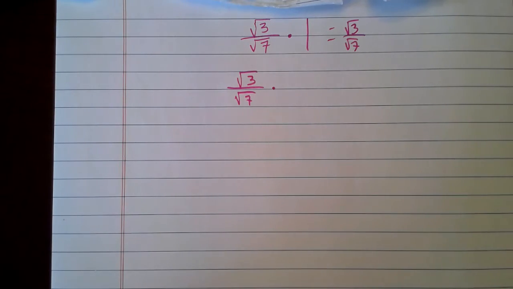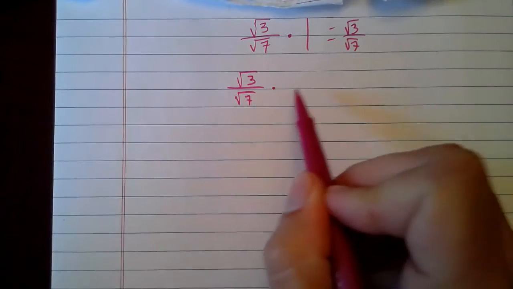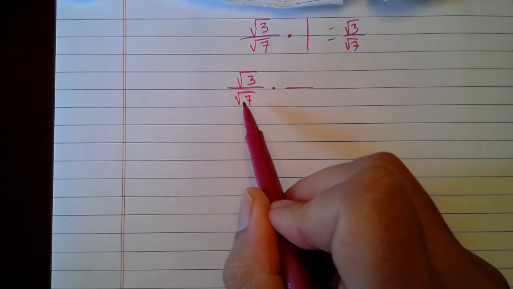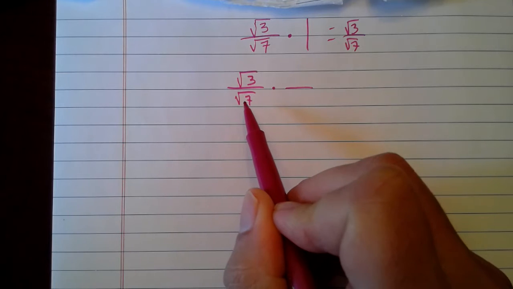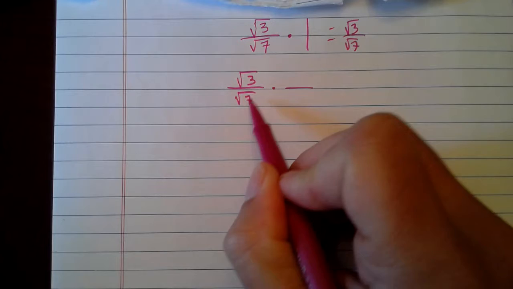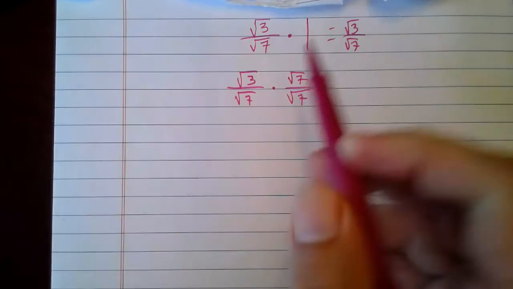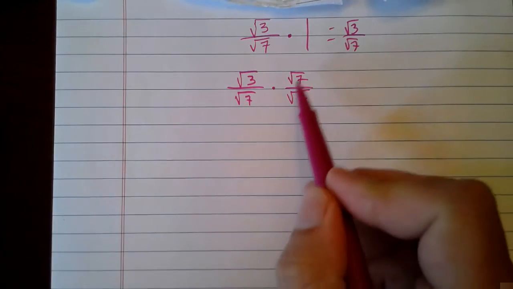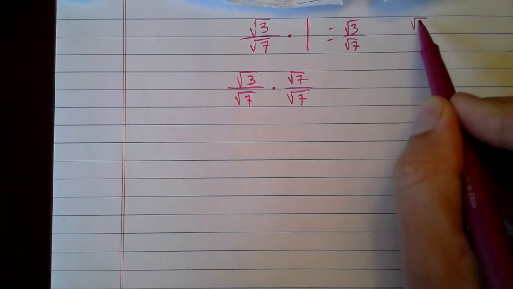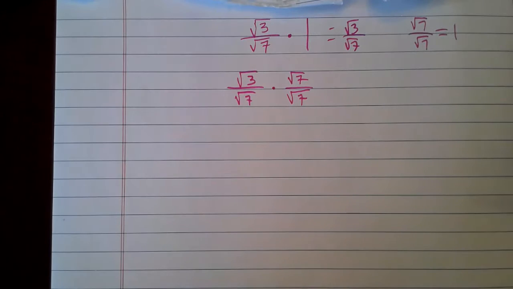All right, so hear me out. What we're going to do is multiply by 1, but that 1 is going to be the denominator over itself. Not 7 over 7, but I'm going to take this root 7 and multiply it by root 7 over root 7. If I just zero in on root 7 over root 7, it equals 1. Anything over itself will equal 1.